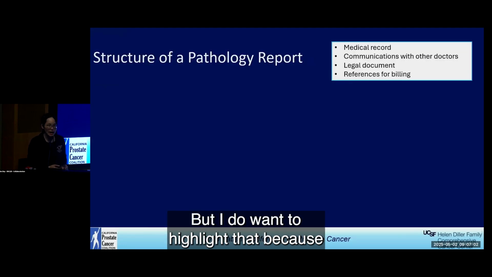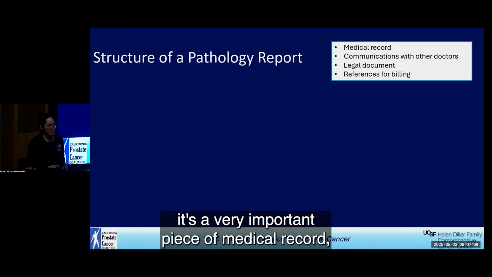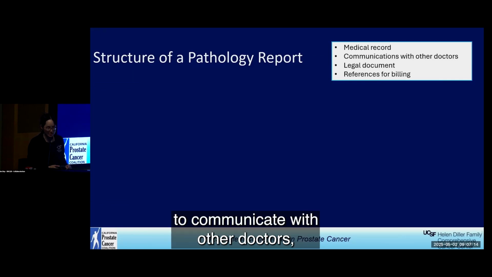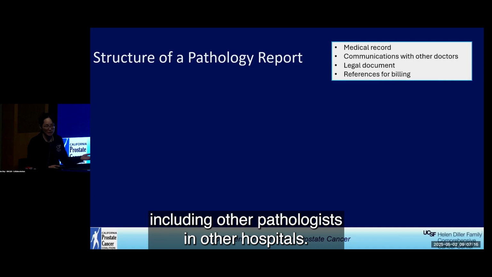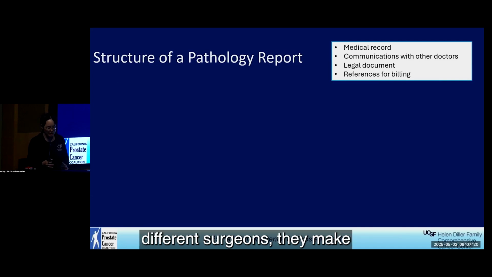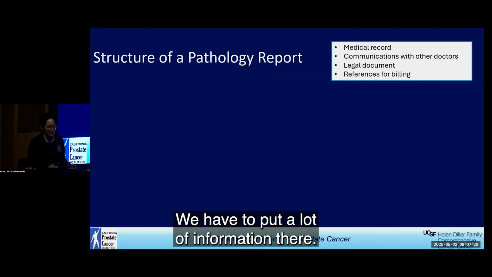But I do want to highlight that the pathology report serves multiple functions. It's a very important piece of medical record. It needs to be very accurate. And also, it's an important tool to communicate with other doctors, including other pathologists in other hospitals. If you transfer your care from one place to another, different surgeons make their decision based on the report. So we have to put a lot of information there.